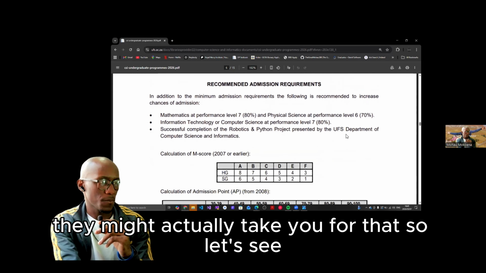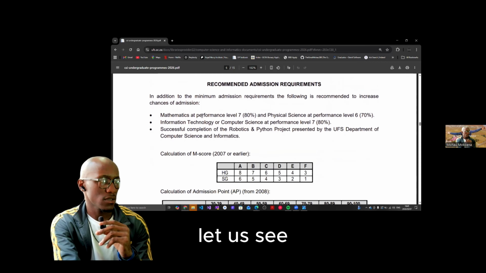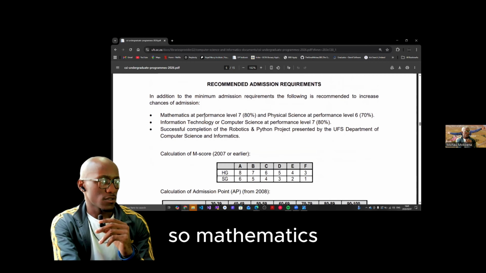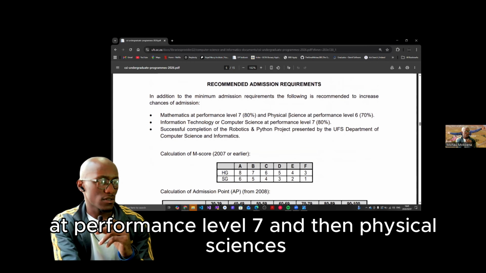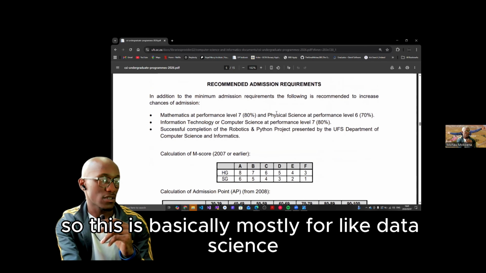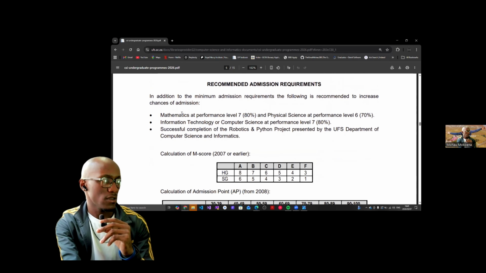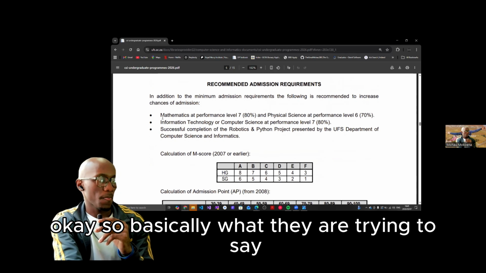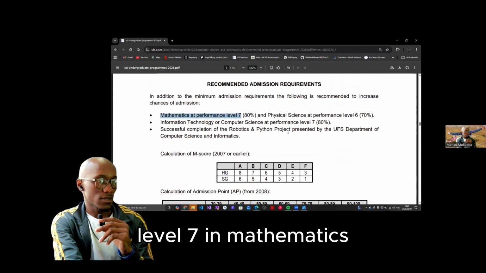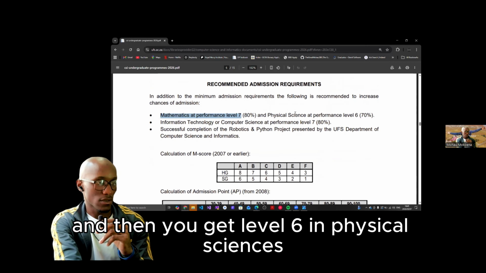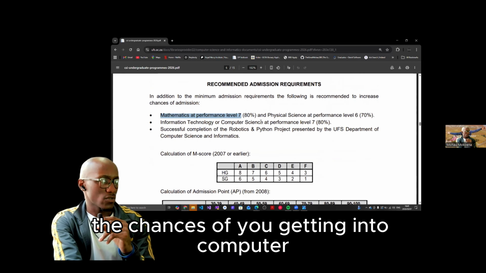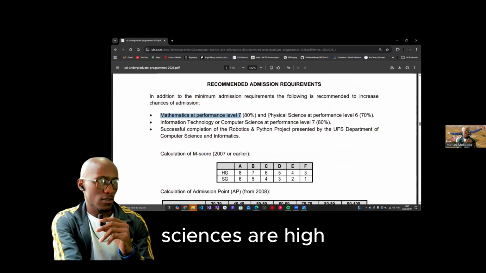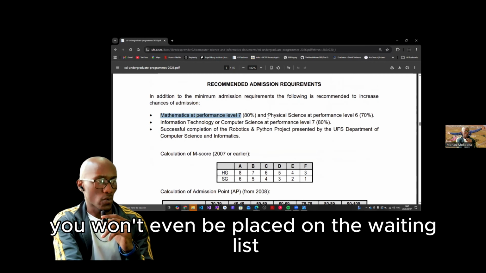So let's see. Mathematics at performance level 7, and then physical sciences. So this is basically mostly for data science. Recommended admission. Okay, so basically what they're trying to say is, if you get level 7 in mathematics and level 6 in physical sciences, the chances of you getting into computer science are high. You won't even be placed on the waiting list.